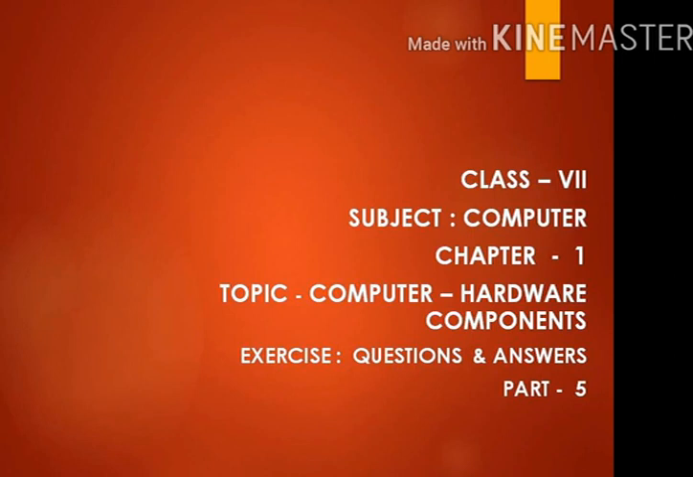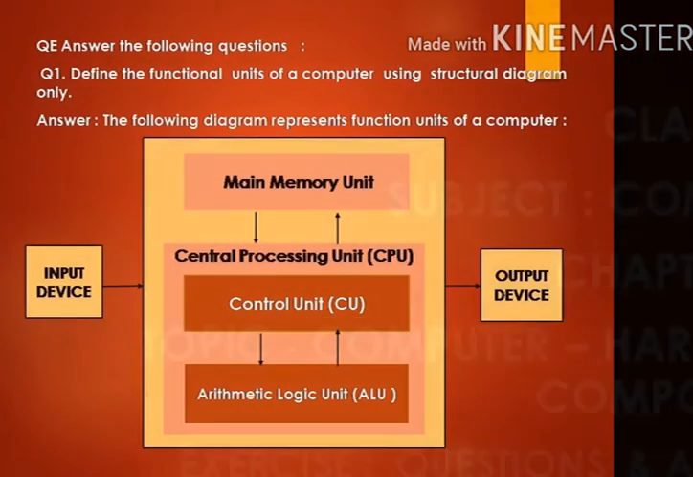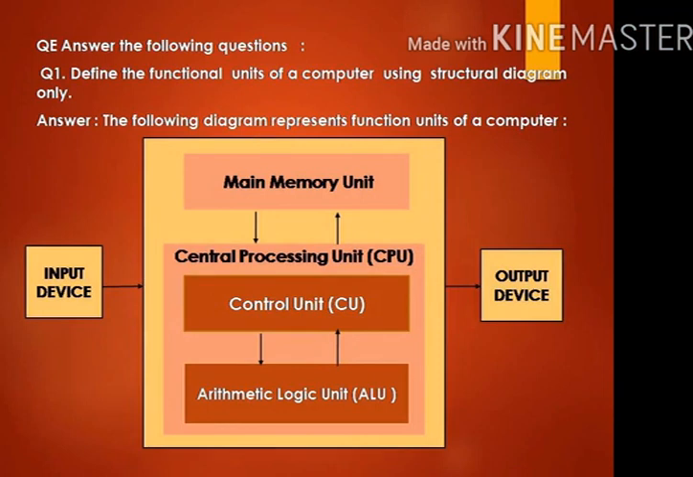The topic name is Computer Hardware Components. Part 5. The next slide is about some questions and answers. Question number E. Answer the following questions. Question number 1. Define the functional units of a computer using structural diagram only. Answer. The following diagram represents functional units of a computer system.